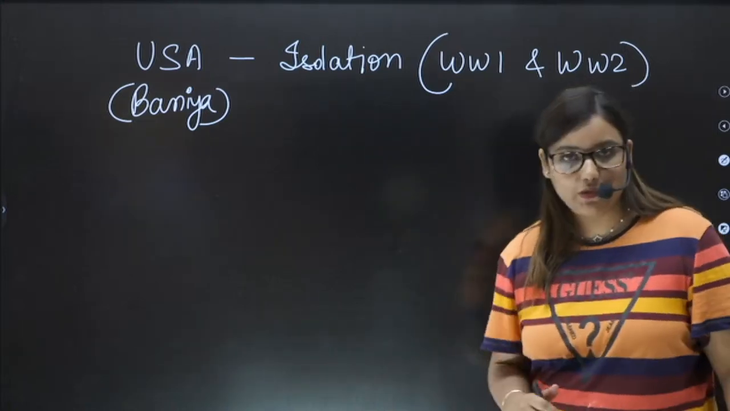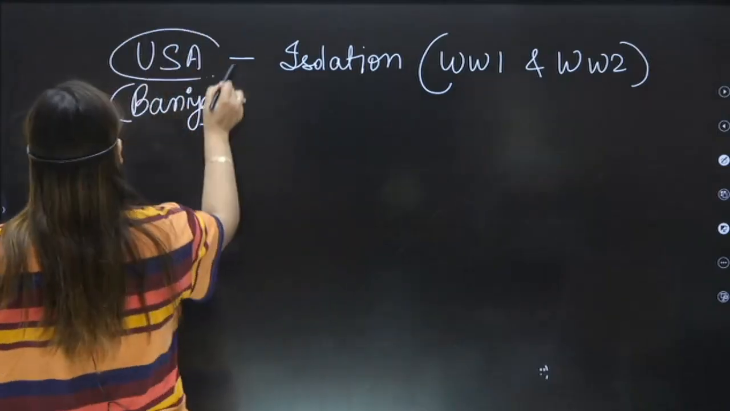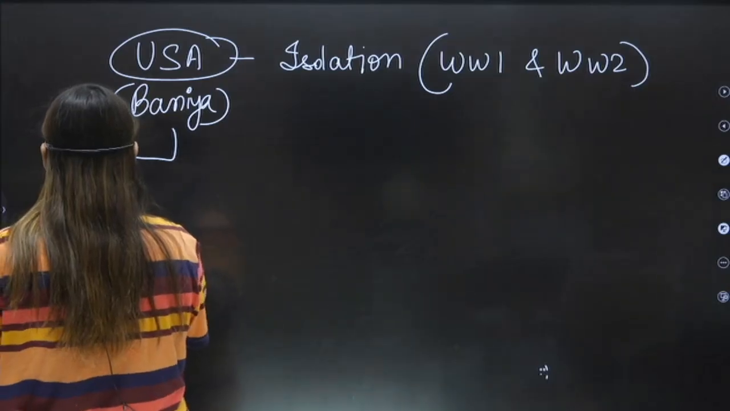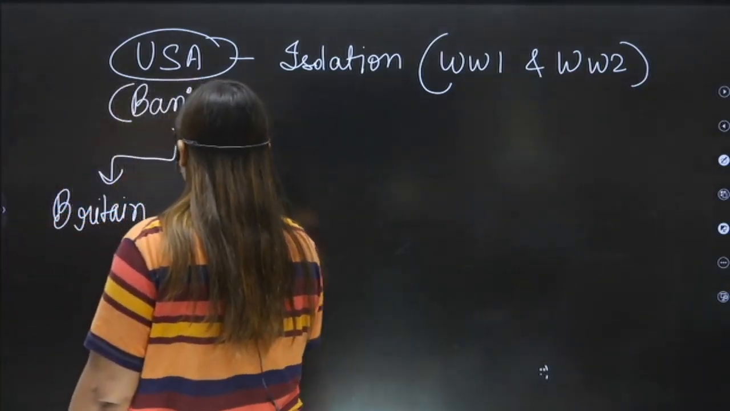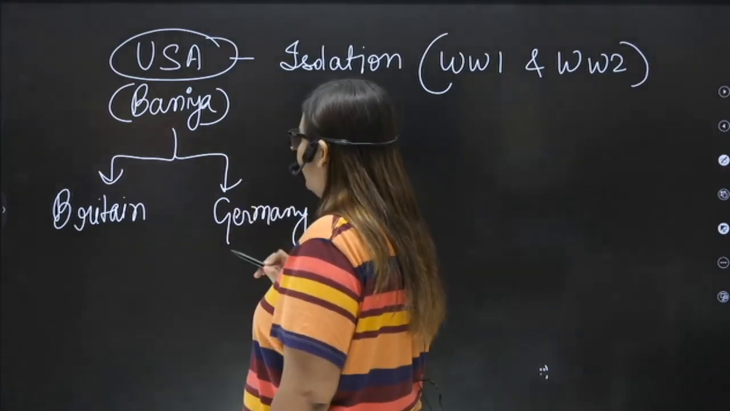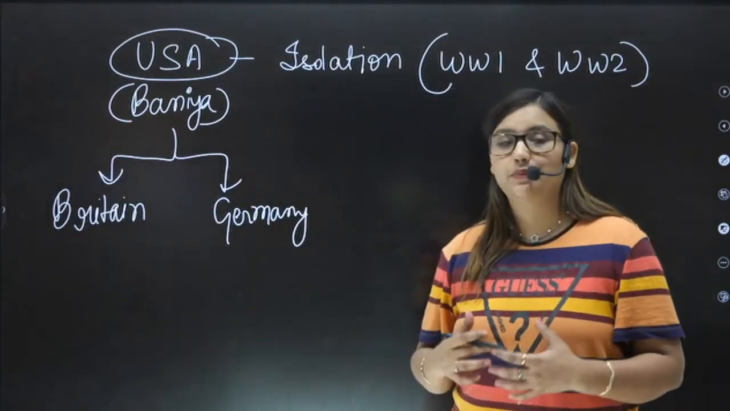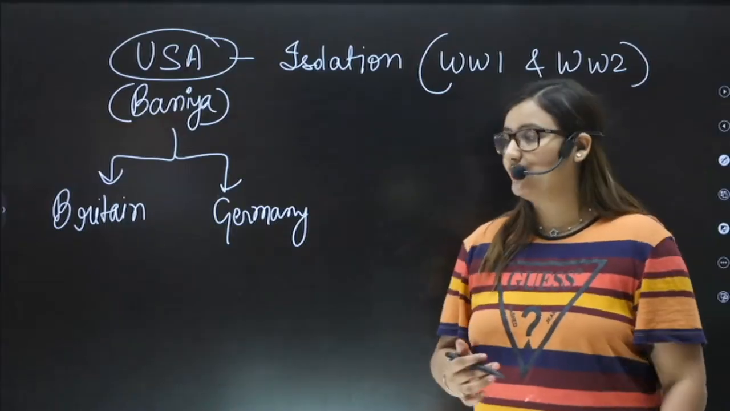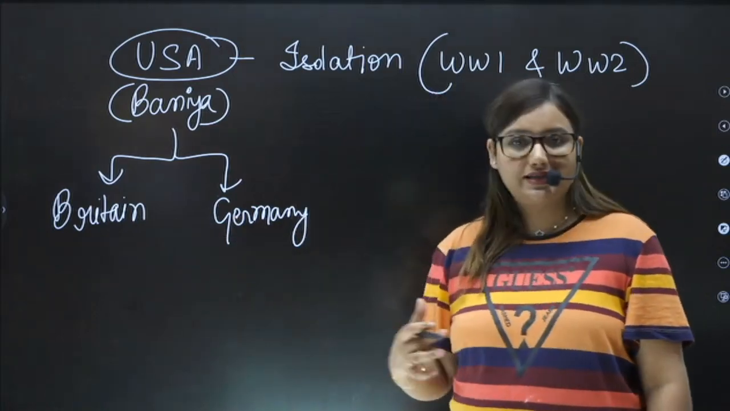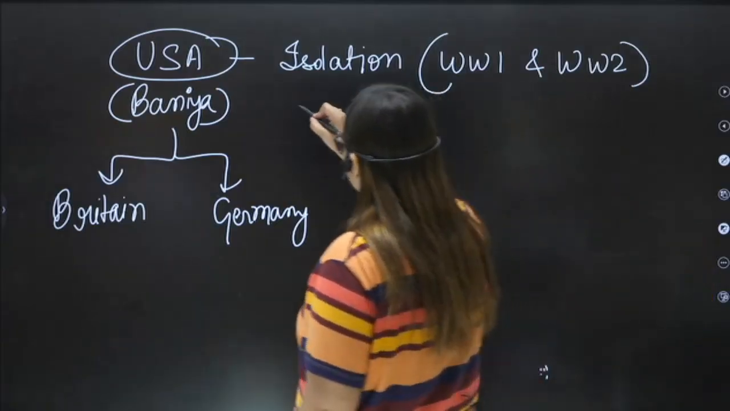So USA also followed the same policy like a bania. USA wanted to have friendship with both Britain and Germany. Why? Because USA never wanted to lose customer demand from any of them. USA told Britain and Germany that if you want to continue the war and fights, you need arms and ammunitions.